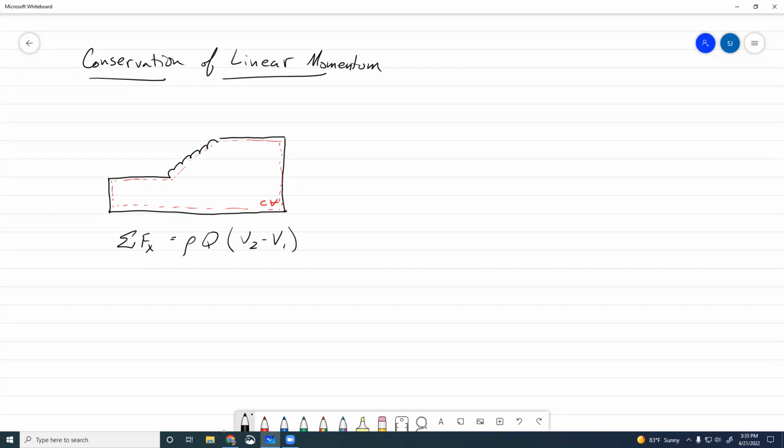All right, let's think about the forces acting on this. I'll do those in green. Haley's got her markers out. All right, I like it. Choose whatever color you want.